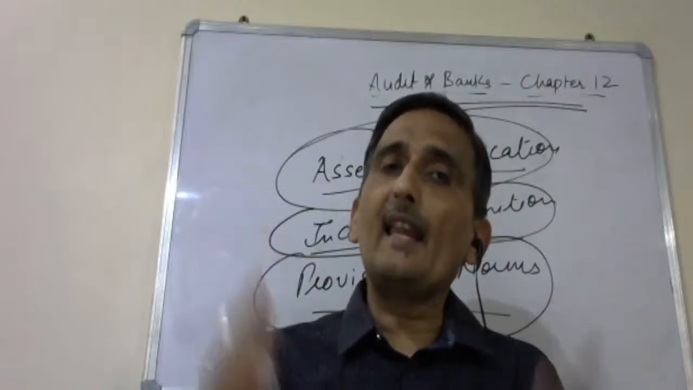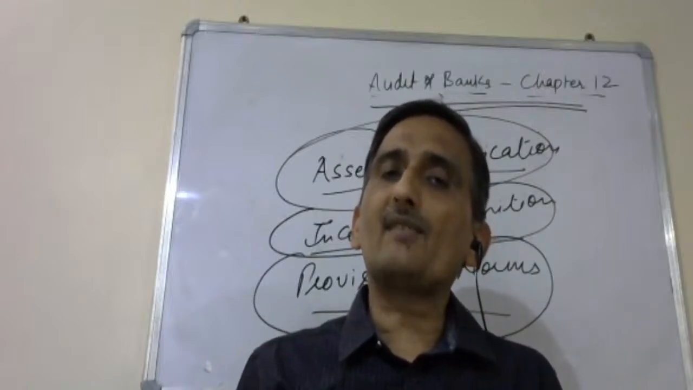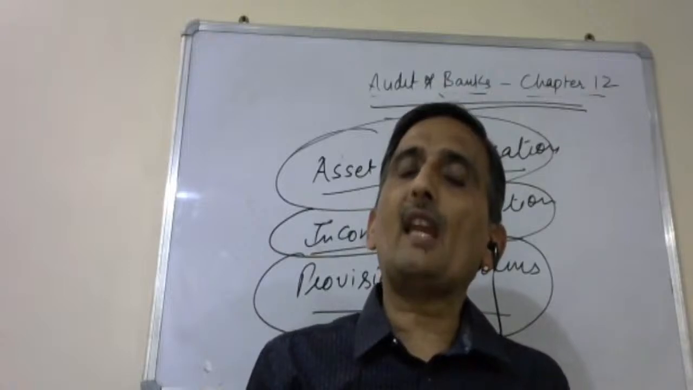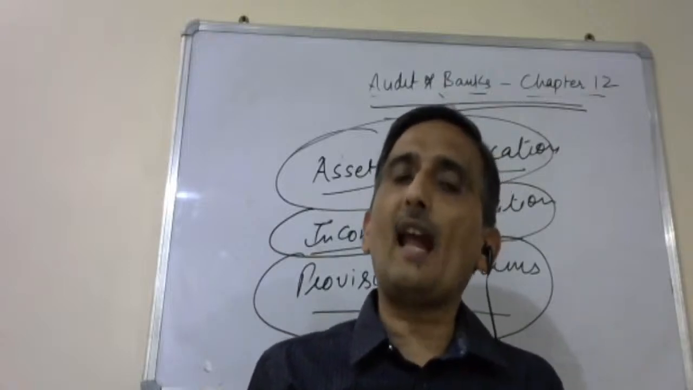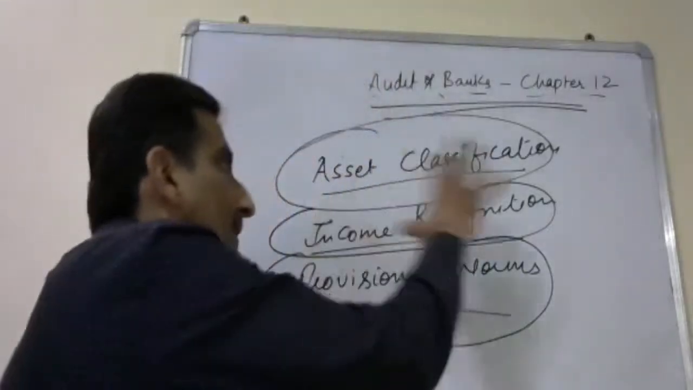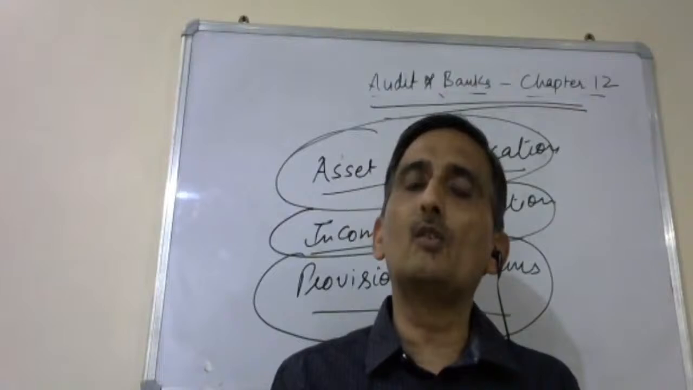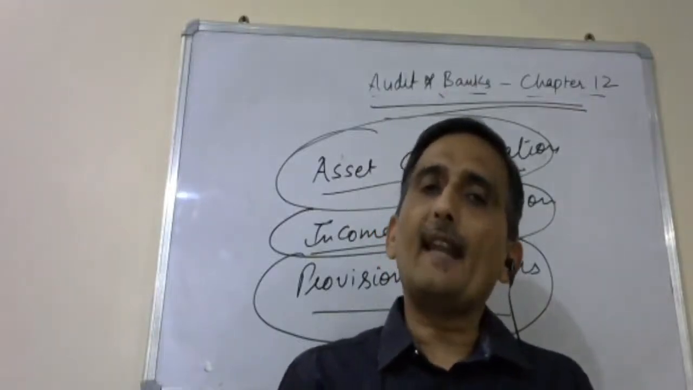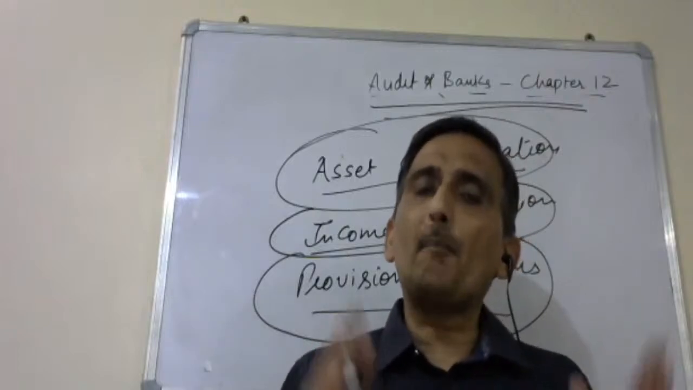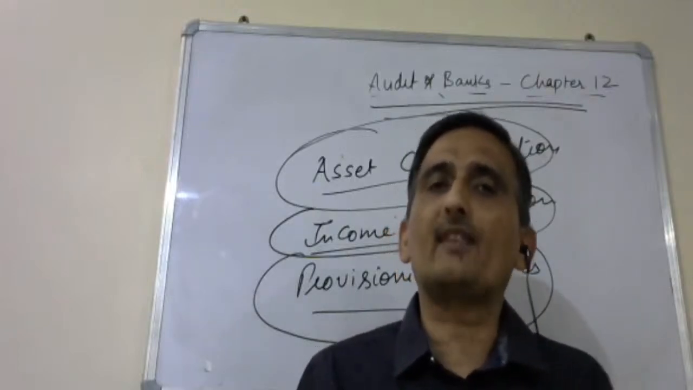So there are elaborate guidelines as given in the Master Circular of RBI on asset classification, income recognition, and provisioning norms. Okay, so we would be discussing all the things very briefly, keeping in view the contents of your syllabus. It is a very, very broad, long topic, but keeping in view the contents of your syllabus, we have to discuss only those things.